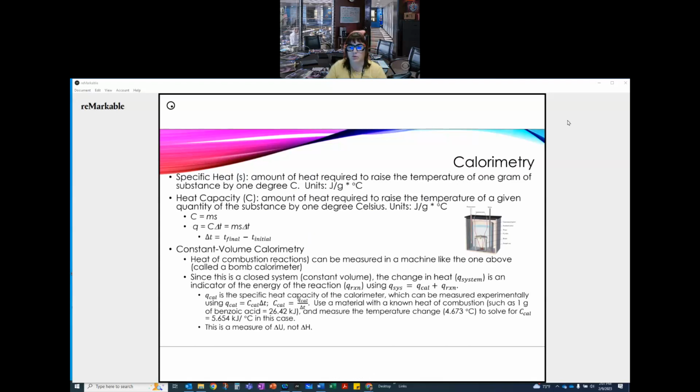So let's talk about calorimetry. Now, calorimetry is a way that we can study the amount of energy that is required to do a particular process. So we can look at heats of reactions, we can look at heat changes from solid to liquid, lots of different things. In order for us to be able to do that, we have to be able to talk about this calorimeter that's here.